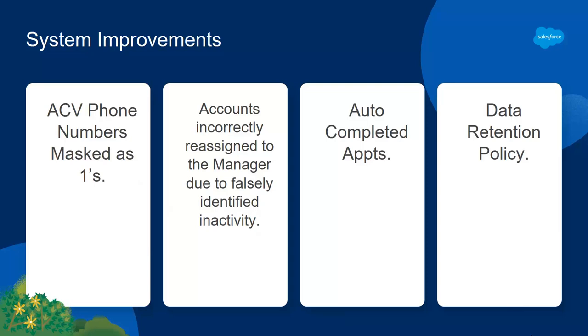The ACV phone number is masked as ones stuck, account auto transfers with inactivity, auto completion of appointments, and data retention. When an ACV lead has a service date in the future, the phone number was masked with ones. We've encountered a bug that was not unmasking the phone number after the service date occurred. This is now fixed, and your phone number should automatically unmask as expected.